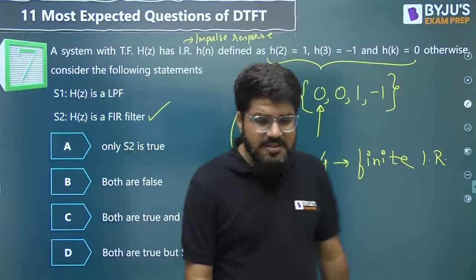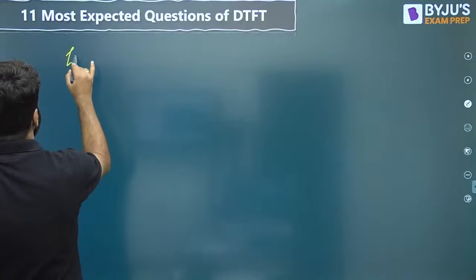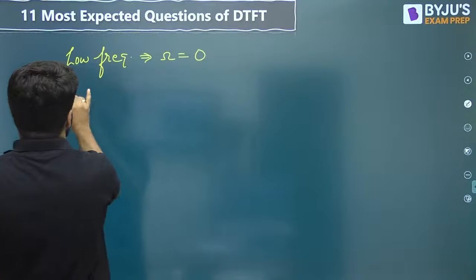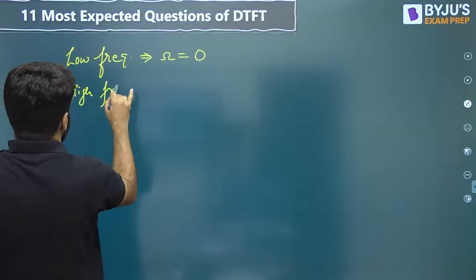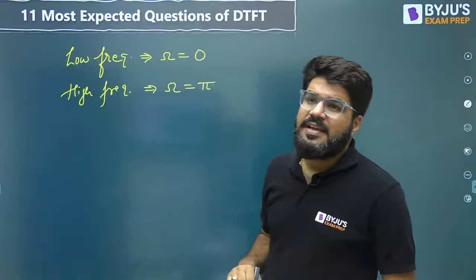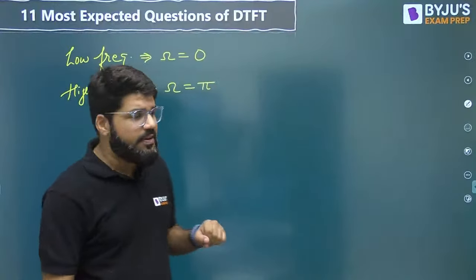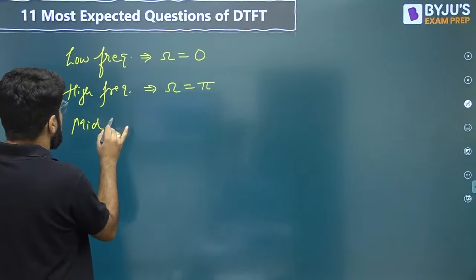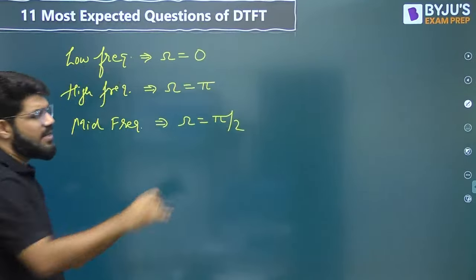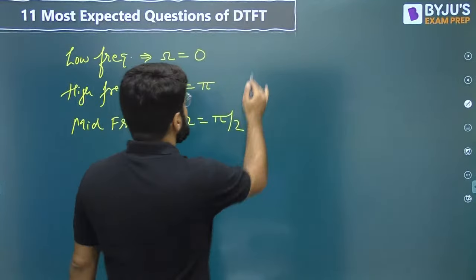When it is a discrete filter, see, in analog things are different. When it is a discrete filter, the low frequency is omega equal to 0. The high frequency is omega equal to pi, because the entire spectrum of DTFT is commonly taken from -pi to pi, one time period. Pi is the highest frequency we consider. And then we have a mid frequency, also known as intermediate frequency. Any mid frequency you can consider, but we just take it as the exact middle point, that is pi by 2. This is what you should remember.